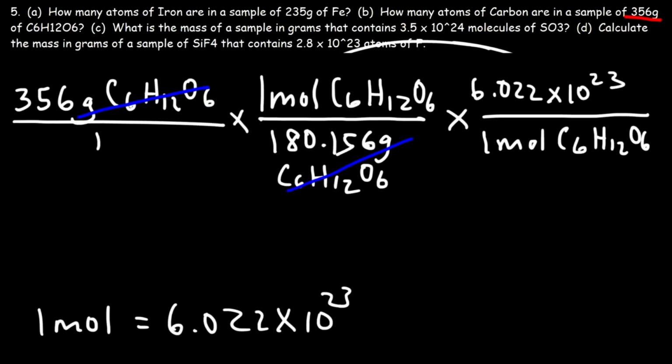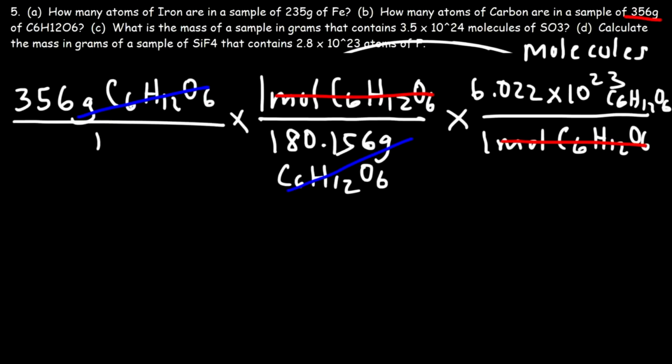Now we can't say atoms because C6H12O6, that entire particle, is not an atom, but rather it's a molecule. A molecule is a particle that is made up of many atoms. So we need to say we have this many molecules of glucose. Let's see if I can fit it in here. I'm running out of space. So now we could cancel the unit moles of glucose.